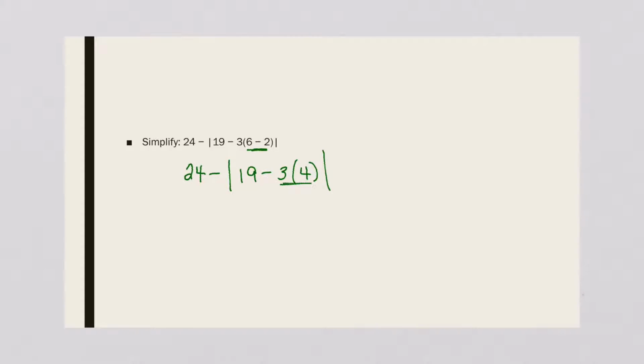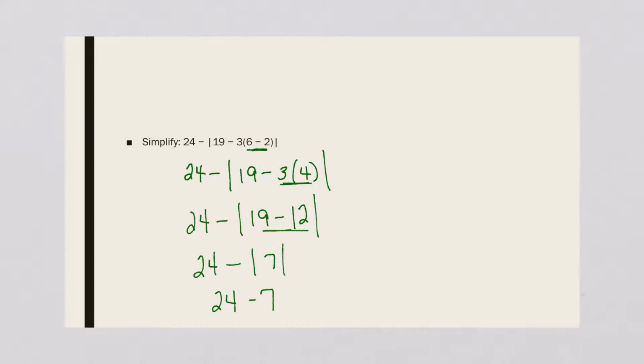Now I need to multiply the 3 times the 4. So I've got 24 on the outside. 19 minus 3 times 4 is 12. Now I want to do what's inside the absolute value bars, because remember, order of operations says you have to do the grouping symbols first, and absolute value bars are grouping symbols. 19 minus 12 is 7. So now I want to take the absolute value of 7, so I've got 24 minus 7, and 24 minus 7 is 17. That's my final answer.